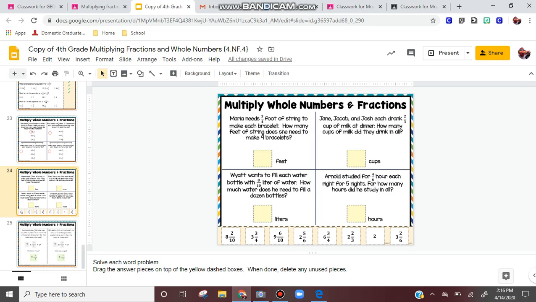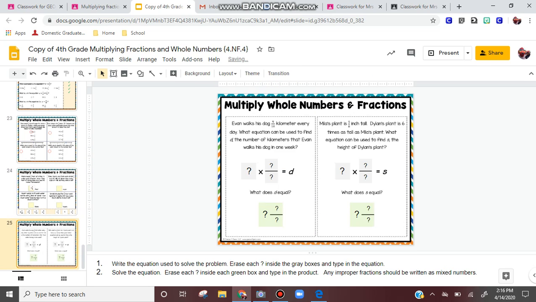And then 24, same situation. Maria needs 3/4 foot of string to make each bracelet. How many feet of string does she need to make 9 bracelets? So 9 times 3/4, 9 times 3, 27 over 4. And then you have to take 4 and divide it into 27. 4 goes into 27. How many times? And then you drag and drop the answer into it. So 6. So you have a whole number of 6, and then 3/4 left over.